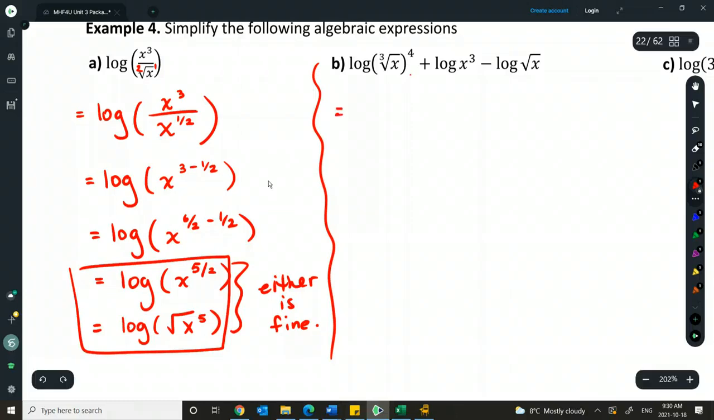Logarithm rules for additions and subtractions. We are going to apply some of those, but first I think what we need to do is express any roots as rational exponents to start. So this will become 4 over 3, because that's a cube root, plus log of x cubed, and then square roots become log of x to the half, because there's a 2 here and a 1 here.